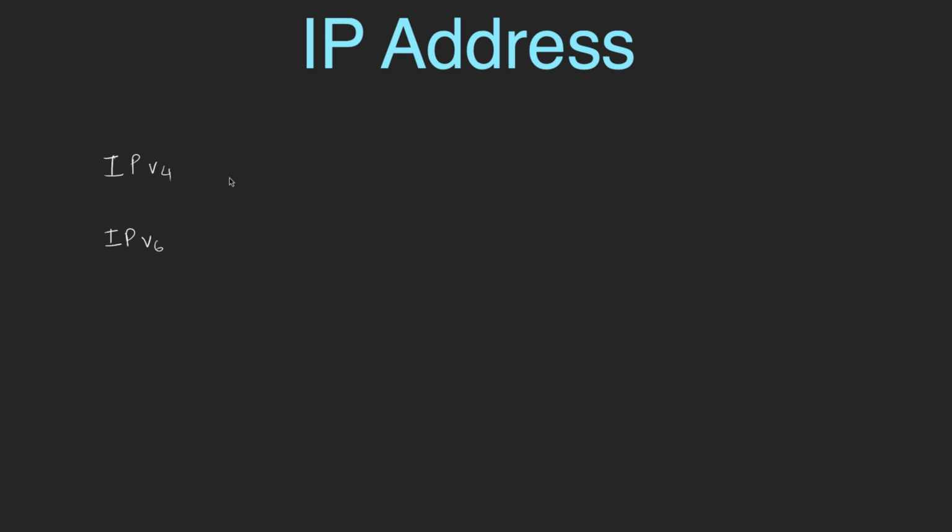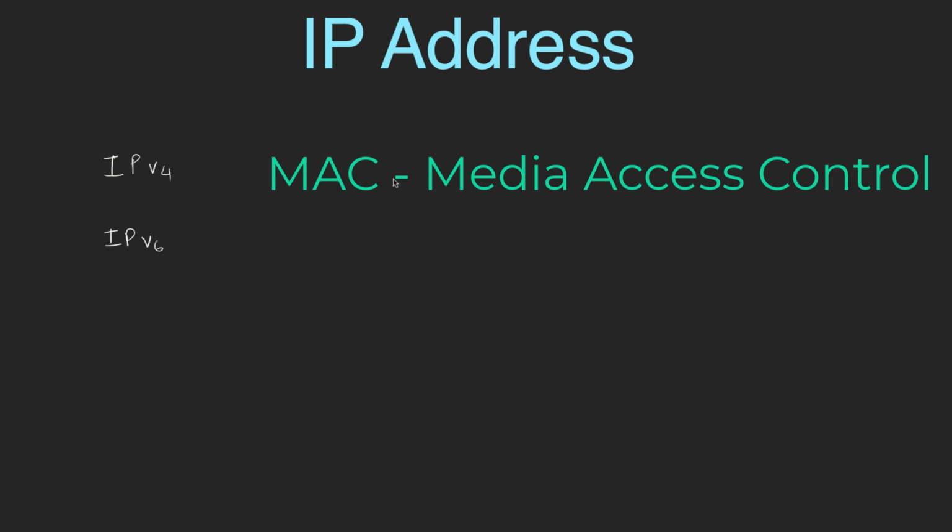We're going to talk about IP addresses in this video. An IP address uniquely identifies a device within a network, especially in larger networks like the internet. We need these kinds of unique addresses assigned to each device in a network in order to communicate with that device. We also have something called a MAC address.